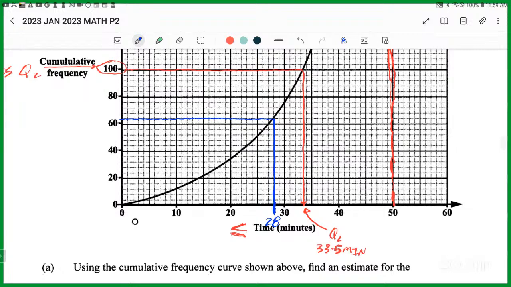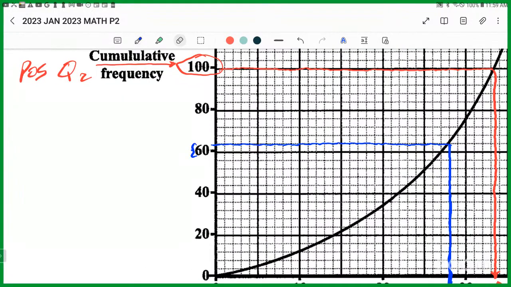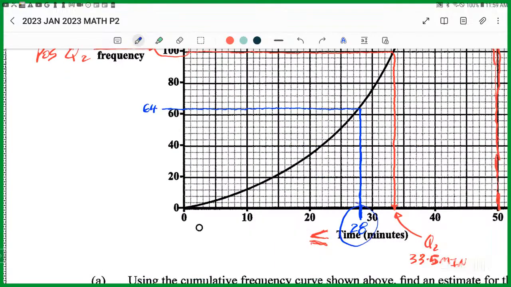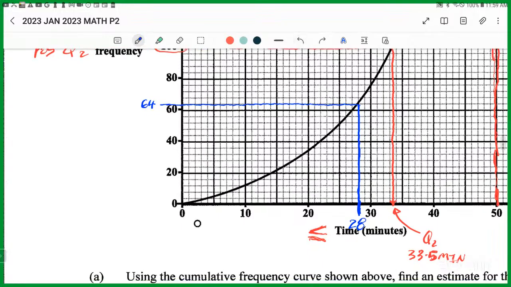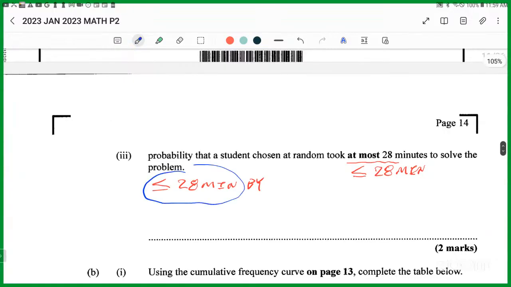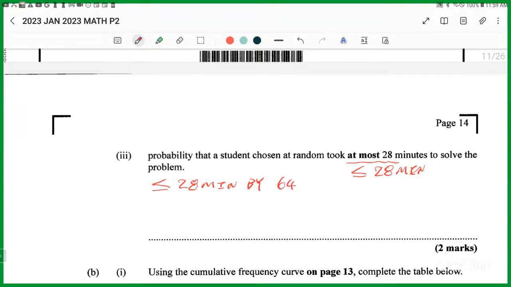That is actually 64. Remember, each of these little intervals is 4. So this is 64. So this corresponds to 64. Next extend it out here. This is 64. So 64 students took less than or equal to 28 minutes. So it's that 64 students out of the 200. So let's write it down here. Less than or equal to 28 minutes was taken by 64 students.